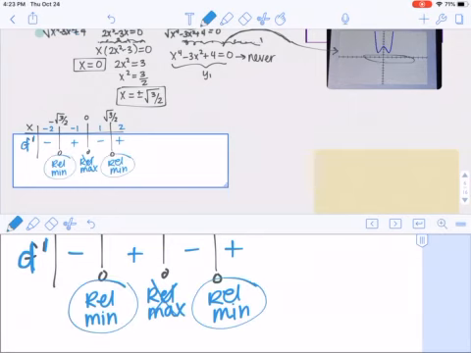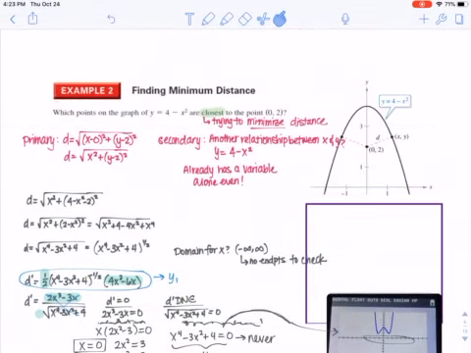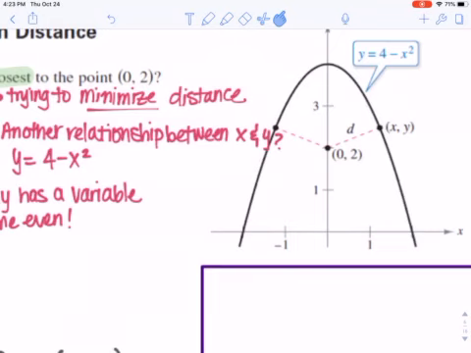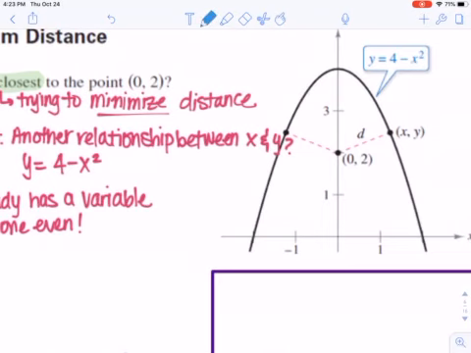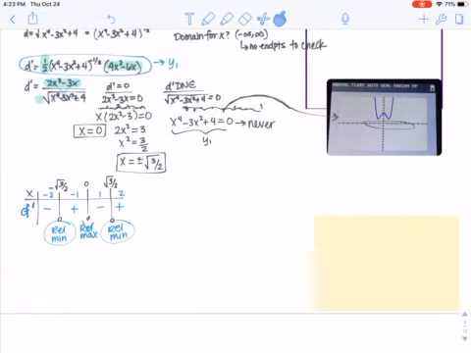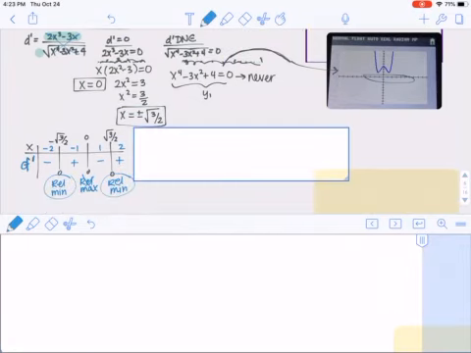Should it be surprising that there are two places where there are minimums? And I would say no. If we look back up here, since the graph of 4 minus x squared is symmetrical about the y-axis, if I find this distance here, then there's going to be a corresponding point over there. To actually come up with the ordered pairs, I need to plug those x values back in and get y values. Good news, I already know an equation for y. It's 4 minus x squared.